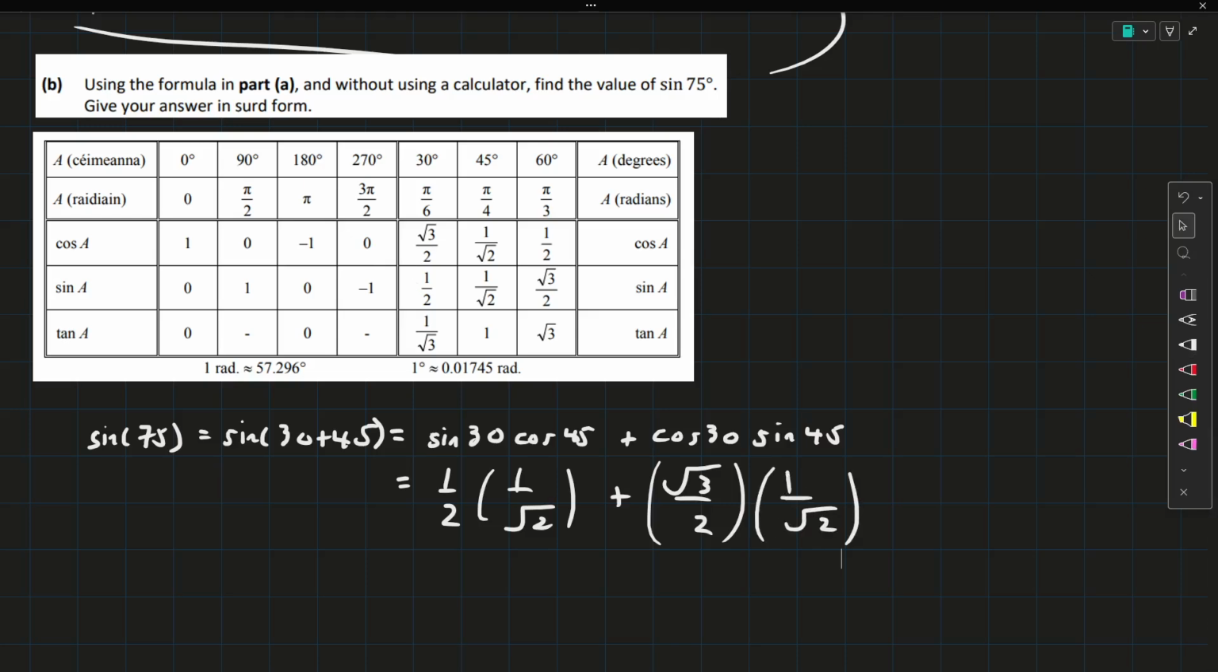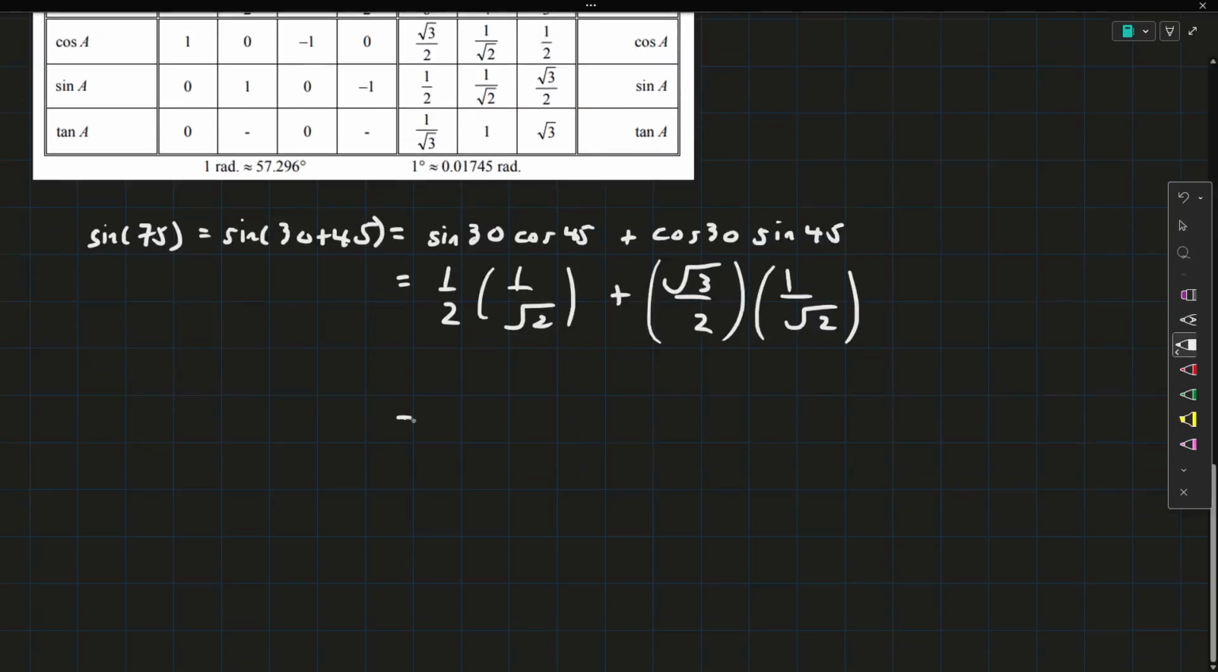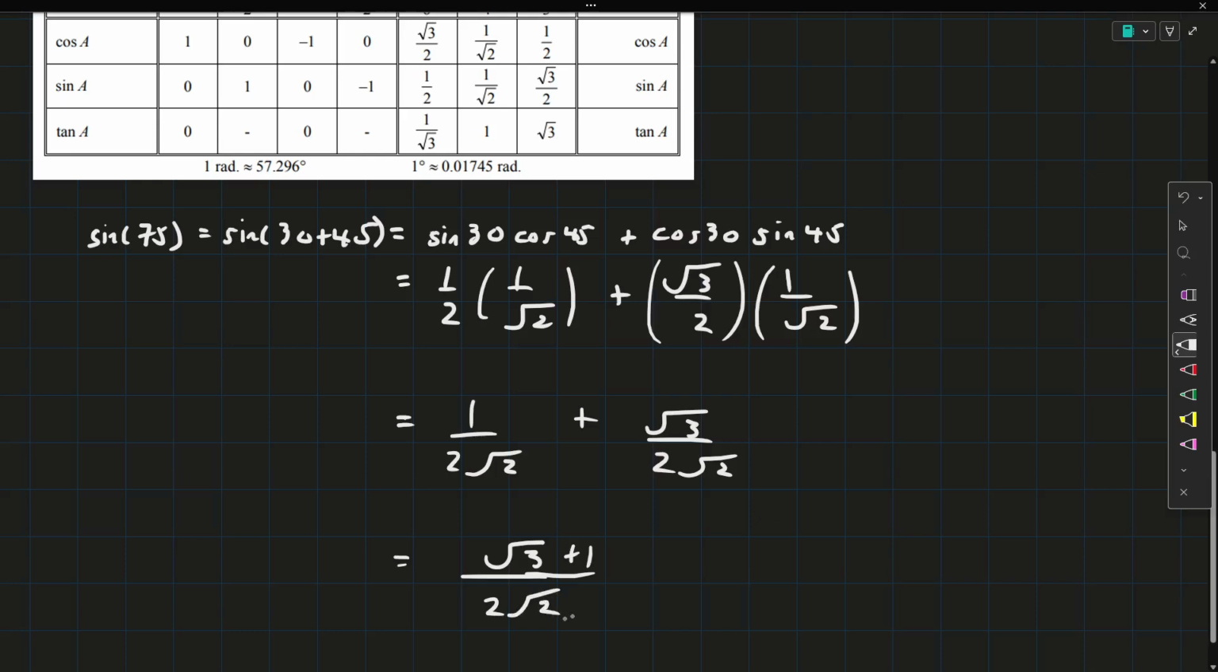Cool. And we can just simplify a little bit. So we can just kind of multiply it out. So this will be 1 over 2 root 2 plus root 3 over 2 root 2, which is equal to root 3 plus 1 over 2 root 2.